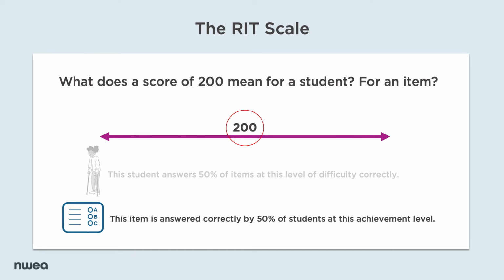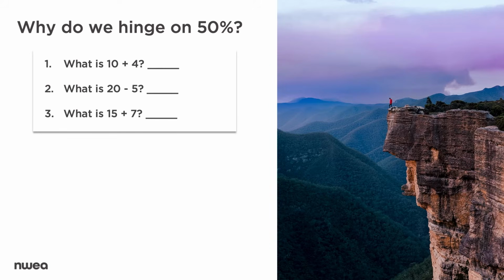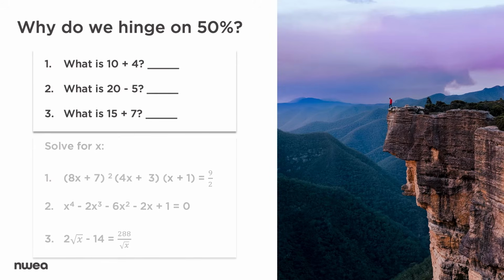If you're used to thinking about tests as tools for measuring mastery, it might feel strange that MAP Growth, and item response theory more broadly, hinges on students getting about 50% of the items correct. So why does that make sense? Well, imagine I gave a set of very basic arithmetic items to a group of 4th graders. They would likely get all these items correct because these items are too easy for their level. So next, I give them a much harder set of items. But now no one gets any right because these are too hard.